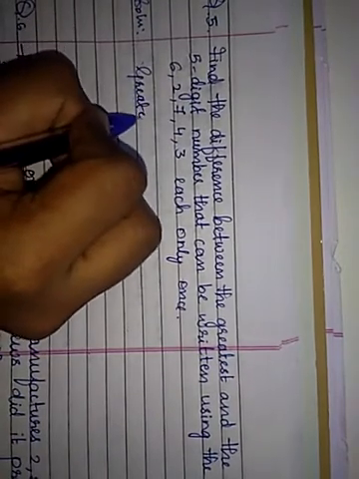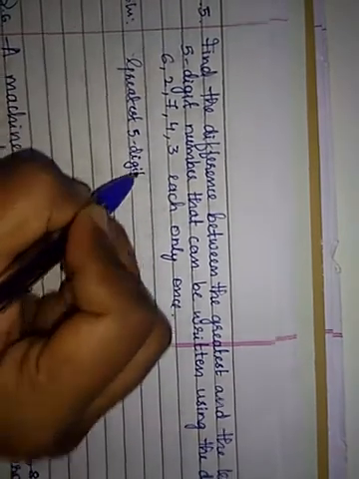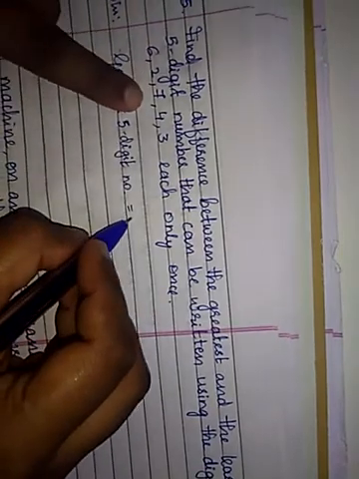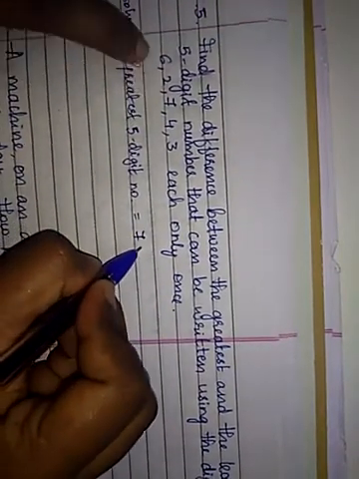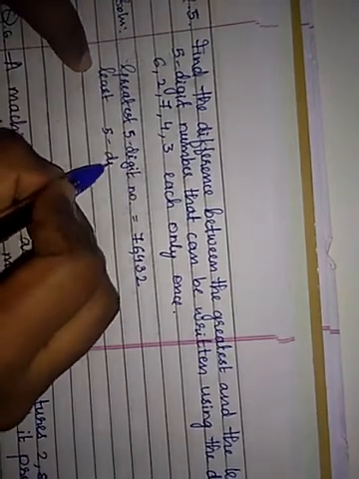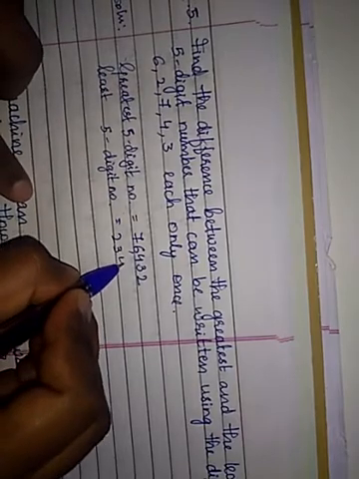So solution: greatest 5 digit number is equal to, how to form the greatest number? By starting to write the greater number first: 7, 6, 4, 3, 2. So 76,432. So the least 5 digit number that is formed, that is 2, 3, 4, 6, 7, right?